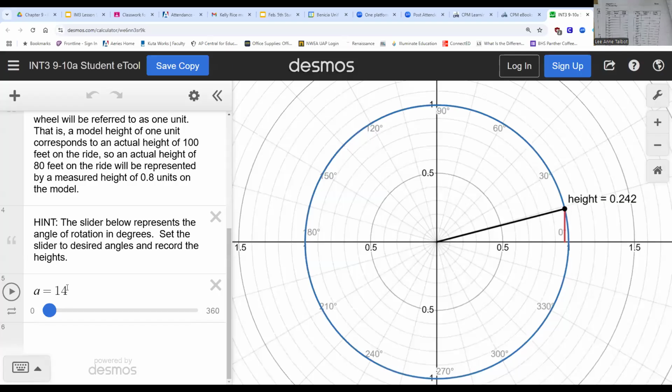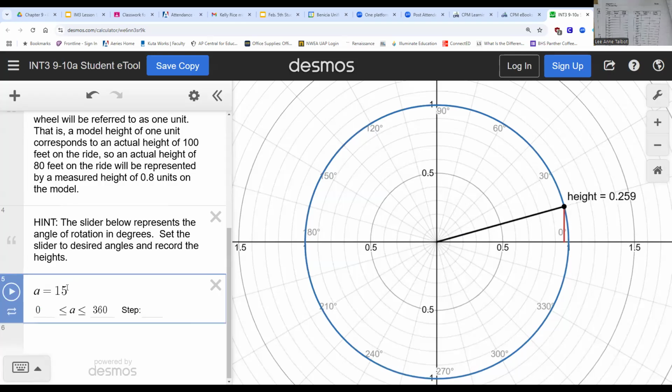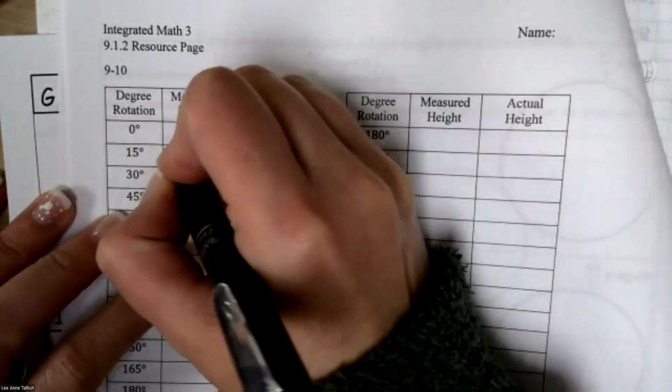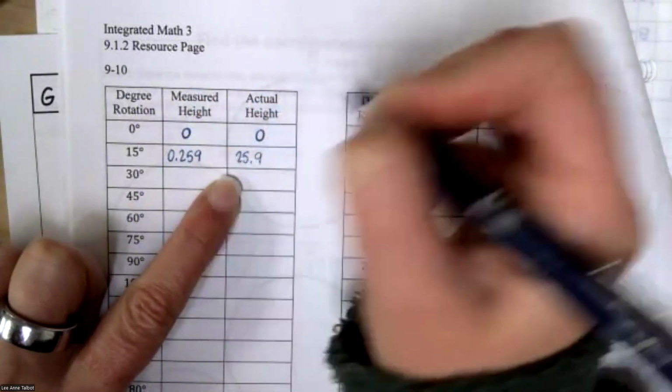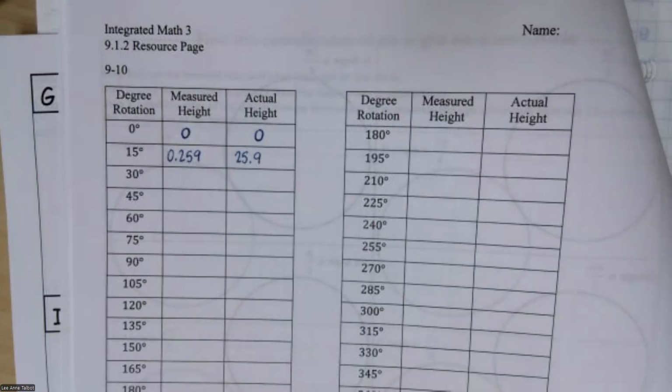Okay, so now I'm going to rotate this 15 degrees. And the height is 0.259. Okay, so you're going to write 0.259 in the measured height, and the actual height is 25.9 because the Screamer has a 100-foot radius. So you move the decimal over 2 spots. Okay, are you guys okay with me now just going on the E tool and moving it around and you guys writing the numbers down, and I don't have to go back and forth between this and the resource page? You understand what we're doing? Okay, so let's go back to the Screamer.